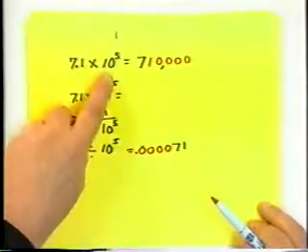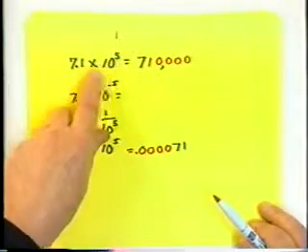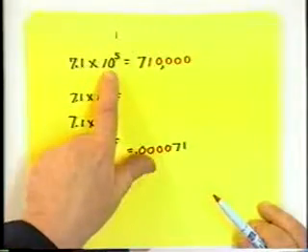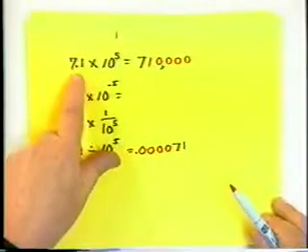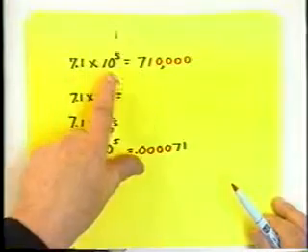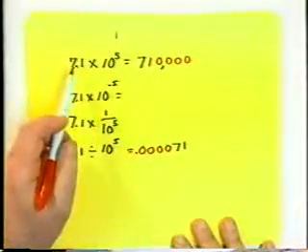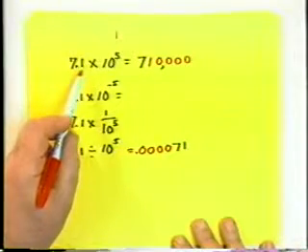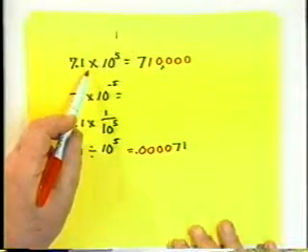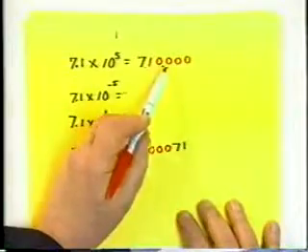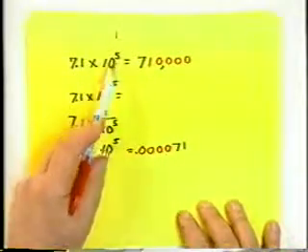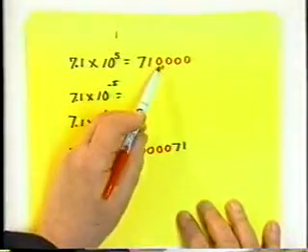We saw before that multiplying by 10 to the 5th means we move the decimal point 5 places to the right. In other words, here's 7.1. We're multiplying by 10 5 times. Every time we multiply by 10, we move the decimal point 1 place. Well, there's only 1 digit, so to move it 5 places, we need 4 zeros. 1, 2, 3, 4. 7.1 times 10 to the 5th is what?